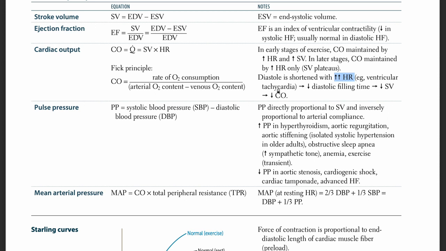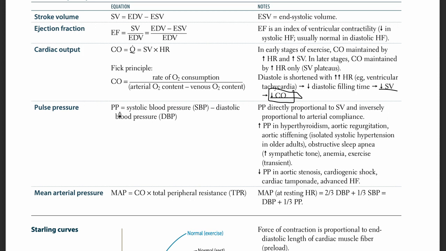So diastole is shortened when there's an increase in heart rate. For example, ventricular tachycardia. There will be decrease in diastolic filling time, which decreases stroke volume, right? It affects stroke volume, so cardiac output is lower too now. There's less blood going out.